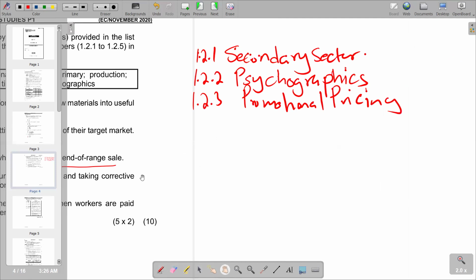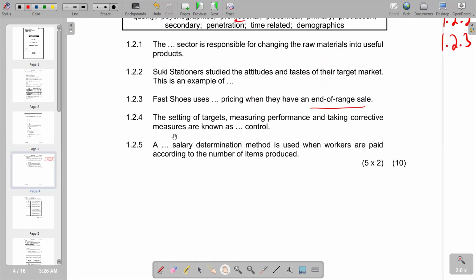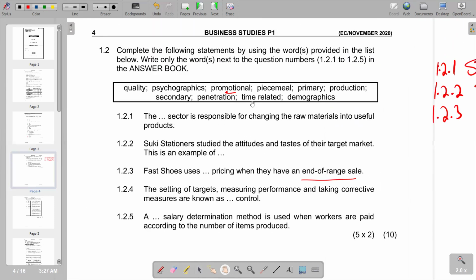Then we move on to the next question, which is 1.2.4. The setting of targets, measuring performance, and taking corrective measures are known as dash control. Going through the responses that we are given, you'd see that the most appropriate that we can choose is quality. Quality control becomes the correct answer.